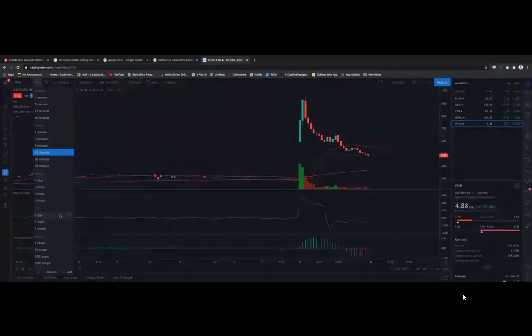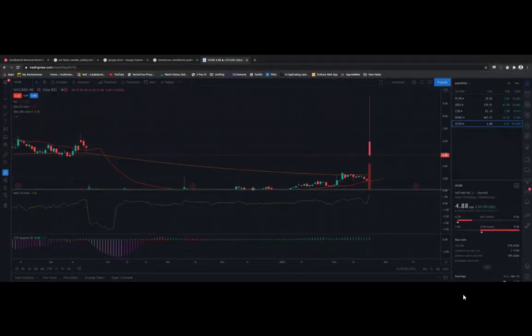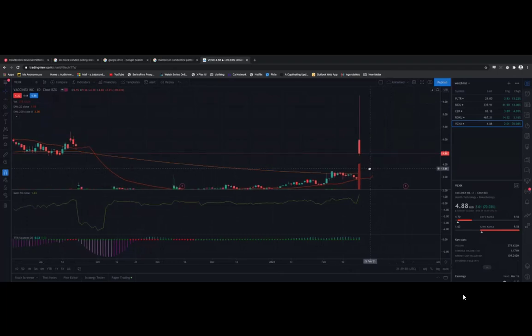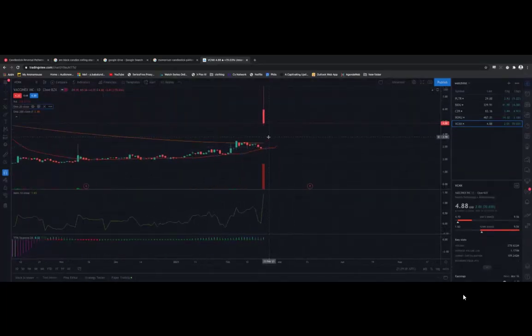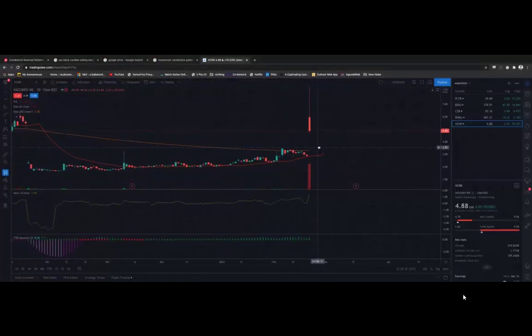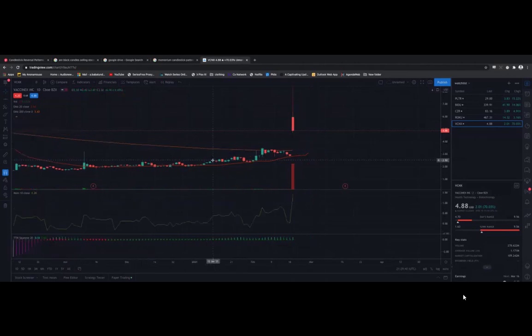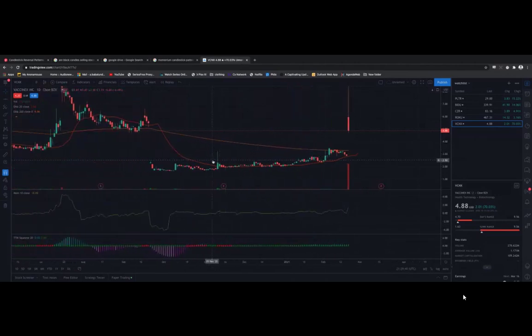So, VCNX was another one of the calls on Friday, and I wanted to pick something a little different. Now, I normally don't trade pharma stocks, and based off of, look at how crazy this price action is, right? Let's see, zoom out.